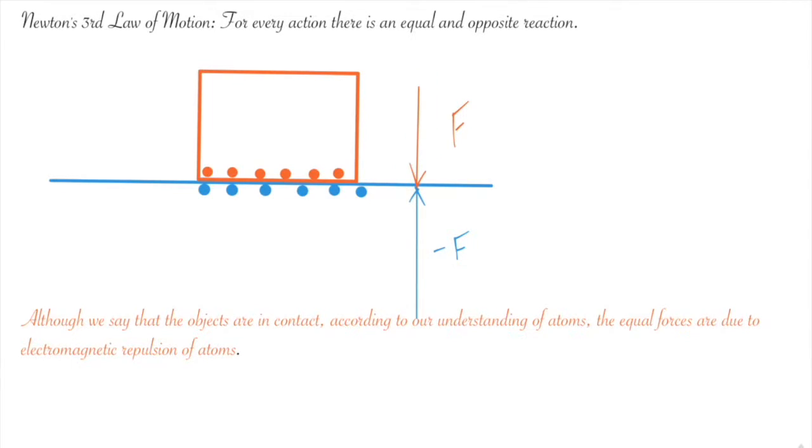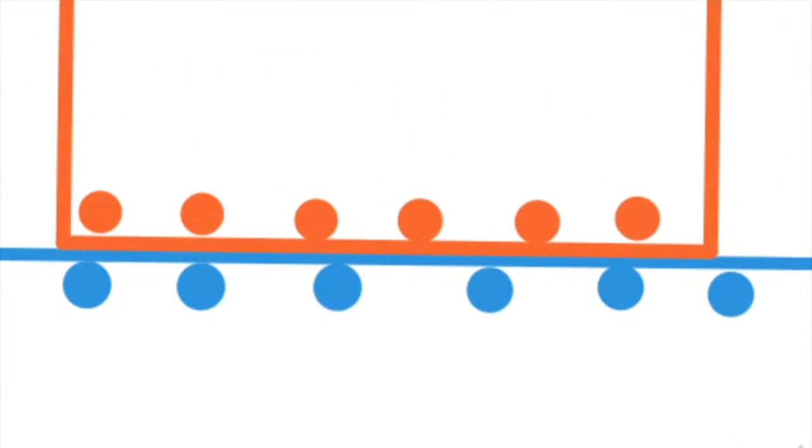What I've written here in orange is, although we say that the objects are in contact, according to our understanding of atoms, the equal forces are due to electromagnetic repulsion of the atoms. What I've drawn in here are just little representations of atoms. The thing that we want to understand is that nothing ever really physically touches. So even as you're holding your pencil or you've got your headphones in your ear and it feels like you're touching, it's never actually touching.